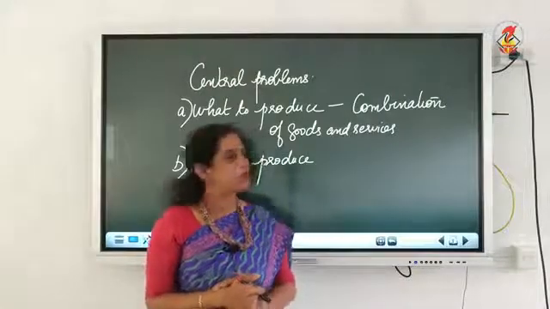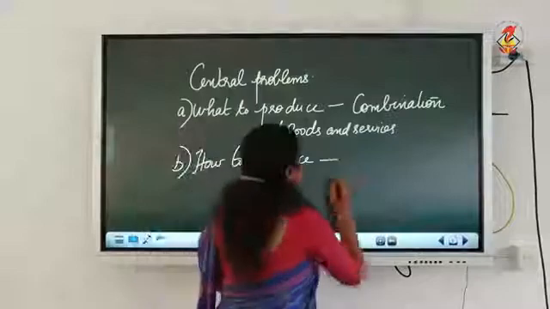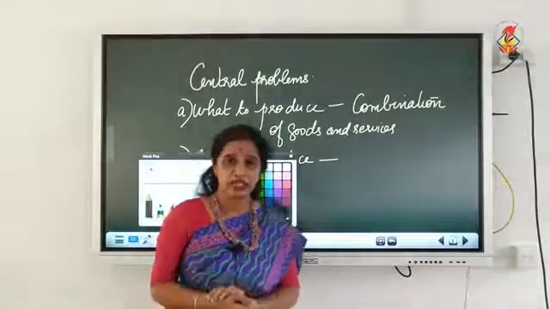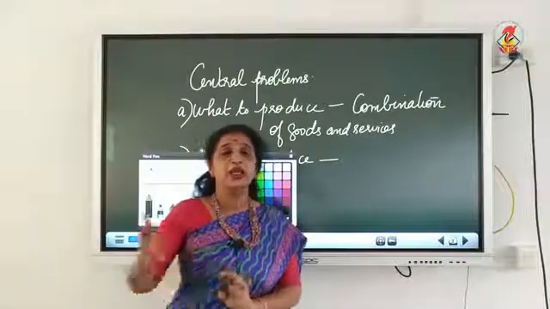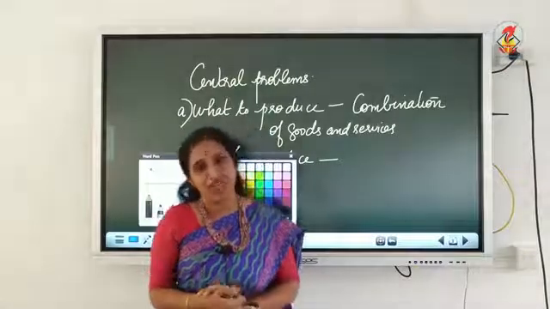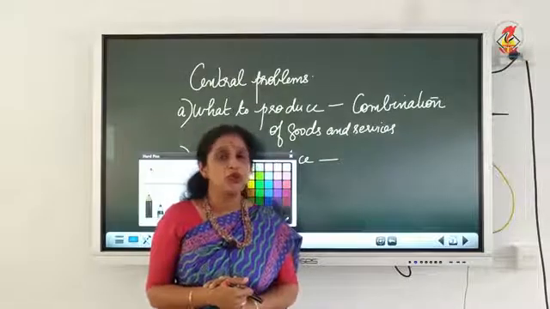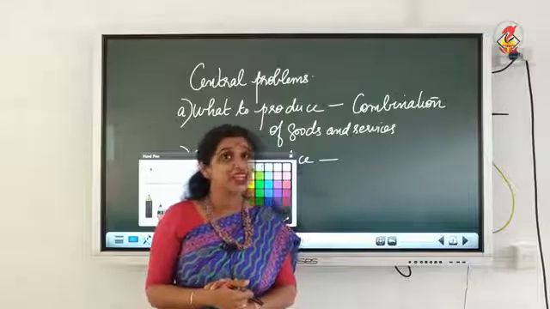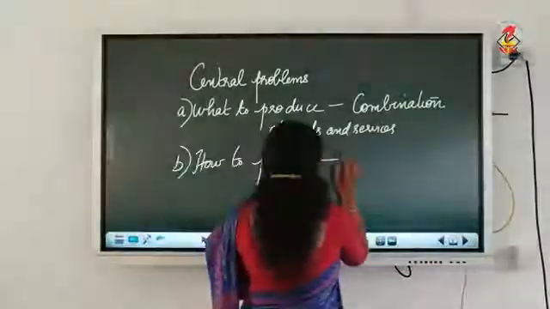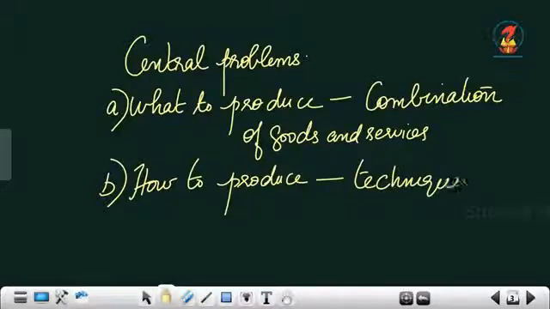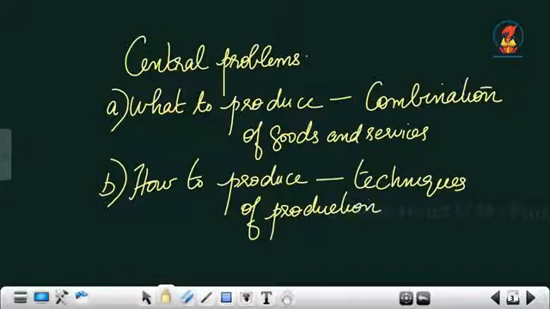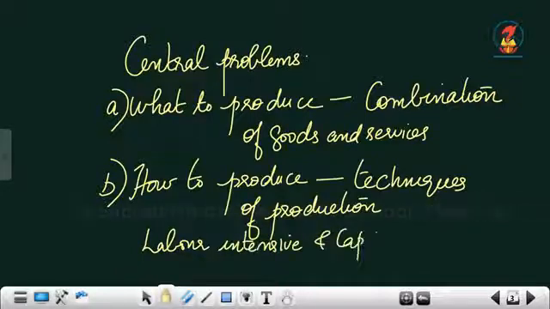The next central problem is how to produce. Production should take place in an economy for consumption, because as long as people are there in the economy, consumption will take place. Therefore, how to produce the goods? What is this question relating to? Techniques of production. Which are the two techniques of production? Labor intensive technique and capital intensive technique. You have learned this also.